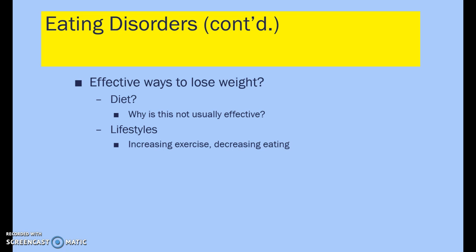Adjusting lifestyles tends to be a little bit more effective over time. Of course, this is a lot more difficult for people to do. So increasing exercise, decreasing eating, or rather modifying what they eat, cutting out sugar, cutting out soft drinks, trying to focus on the healthier foods, things like that.